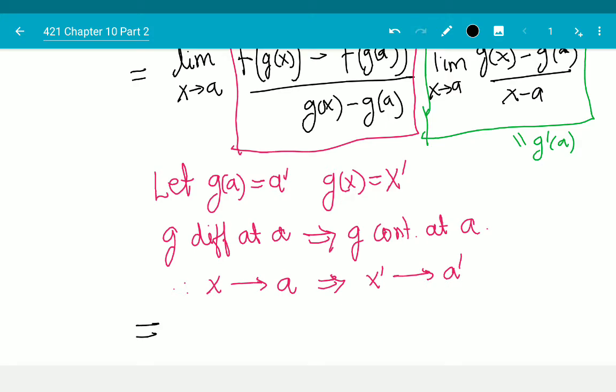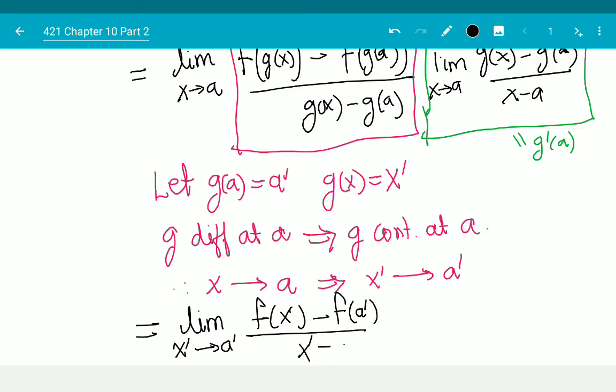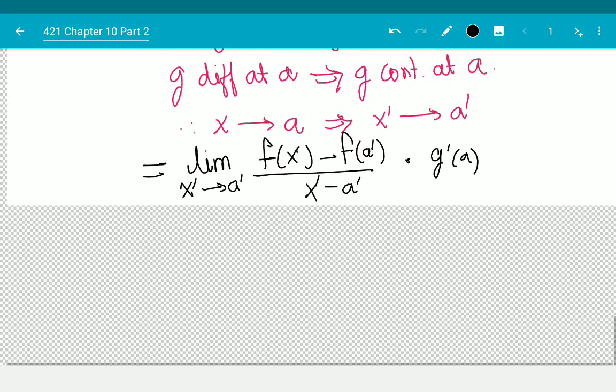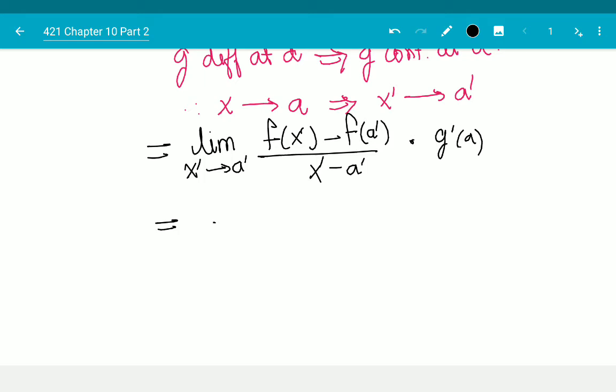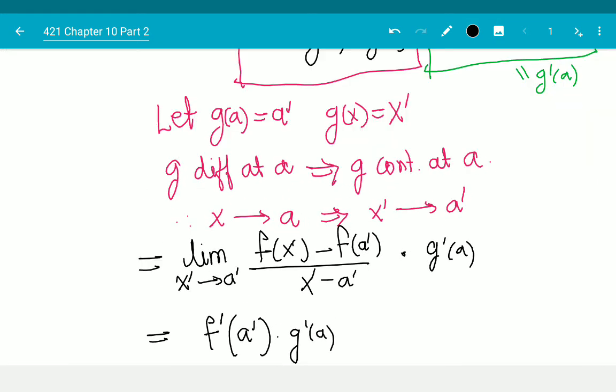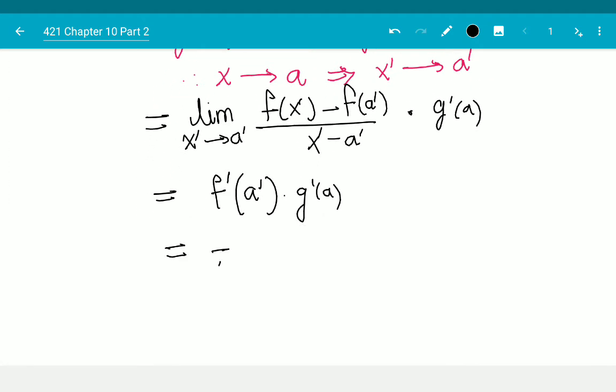Therefore this becomes the limit as x prime approaches a prime of f of x prime minus f of a prime over x prime minus a prime, times, well, that part we mentioned, that is literally the definition of g' of a. And this by definition would be f' at a prime times g' of a, and a prime was exactly g of a, so I get f' at g of a times g' of a. Okay.